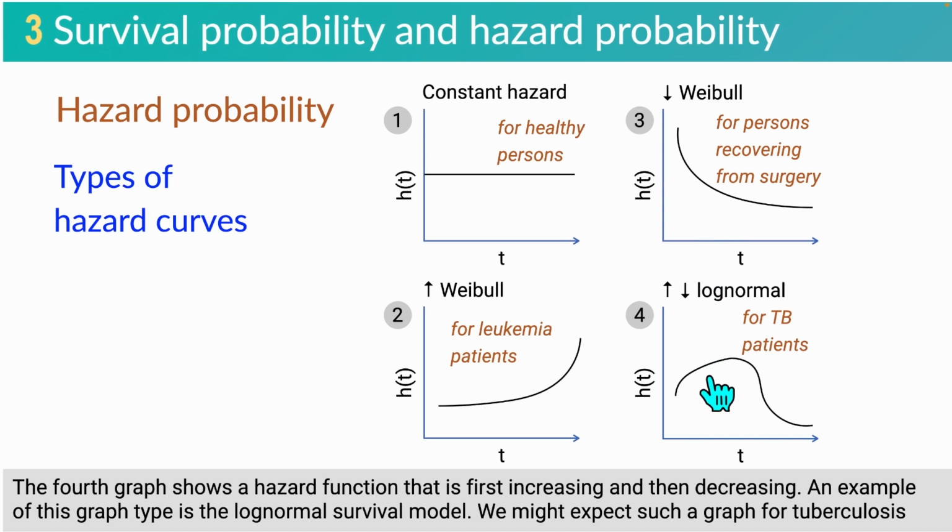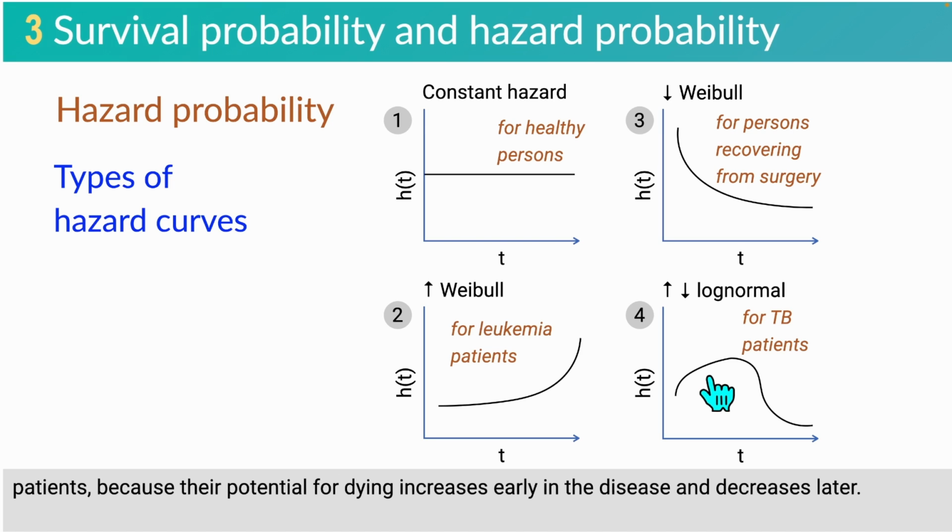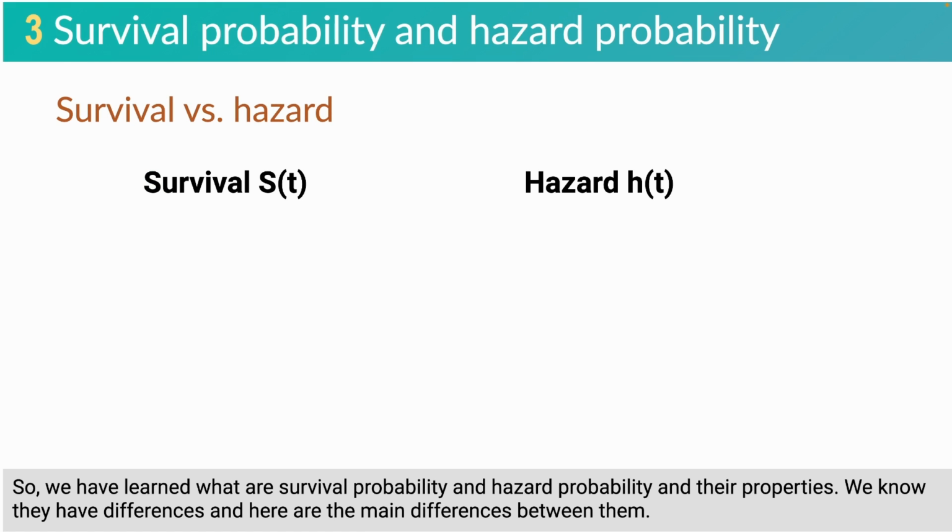The fourth graph shows a hazard function that is first increasing and then decreasing. An example of this graph type is a log normal survival model. We might expect such a graph for tuberculosis patients because their potential for dying increases early in the disease and decreases later. So, we have learned what survival probability and hazard probability are, and their properties.